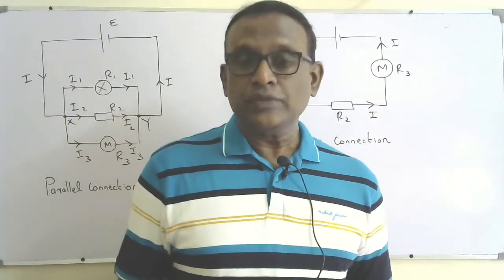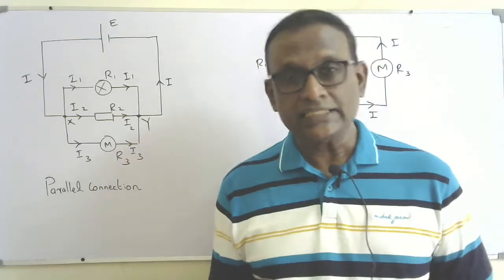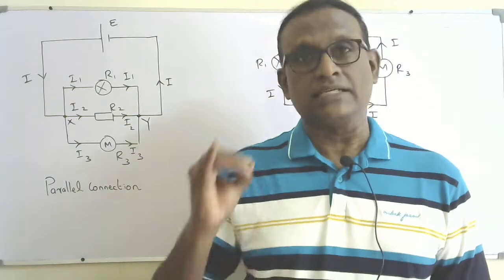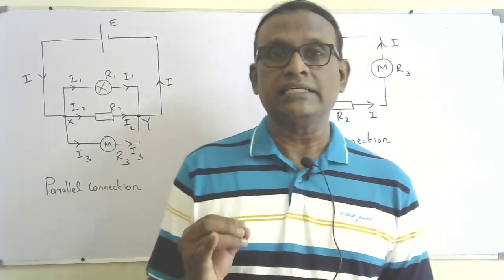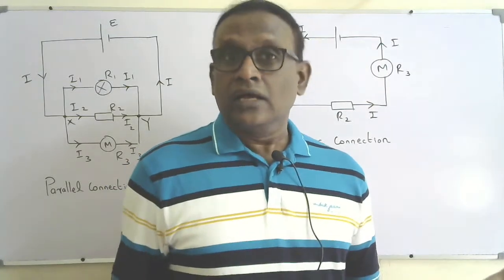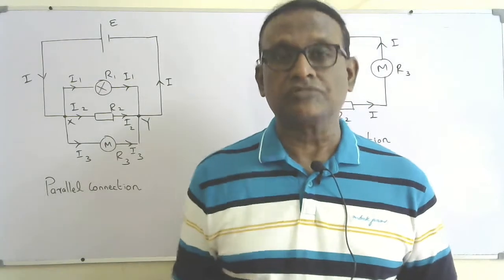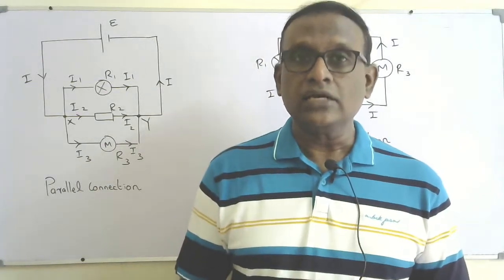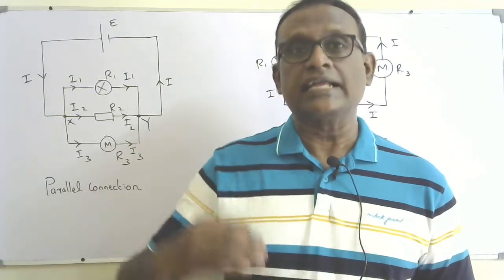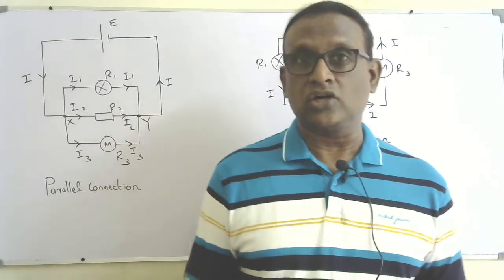So in circuits, we don't consider whether it's a bulb or a motor or a heater or whatever it is. We consider their resistance. Remember that we never consider the function of the components when we are calculating current or the total resistance. We consider only their resistance, because resistance and the EMF decide the current flow, not the function of the components.